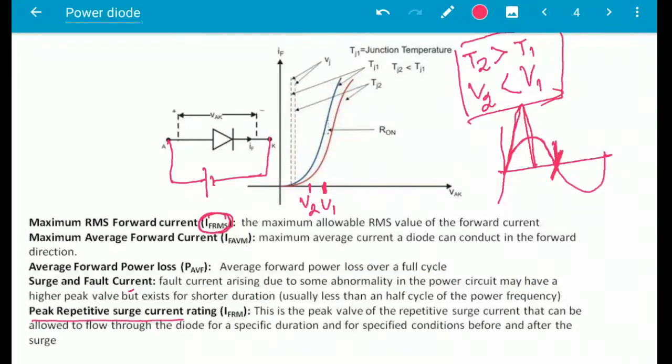This is called cut in voltage, and in case of silicon diode, cut in voltage generally varies from 0.7 volt to 1 volt. In case of electronic low power signal diodes, this is 0.7 volt, and in case of power diode, this generally varies from 0.7 volt to 1 volt.